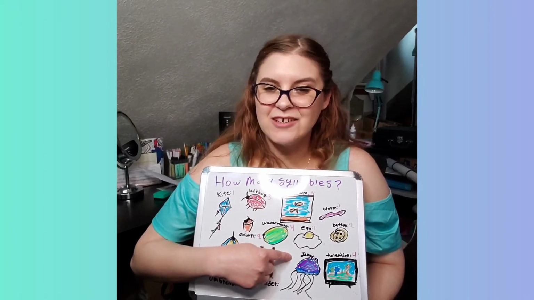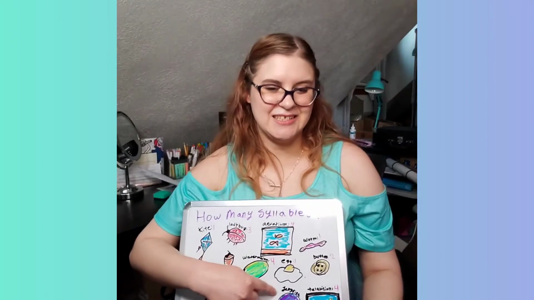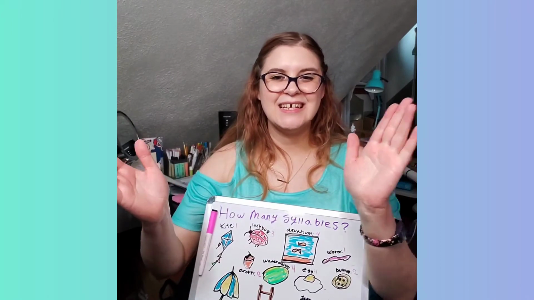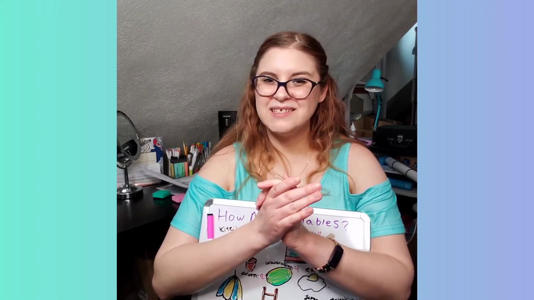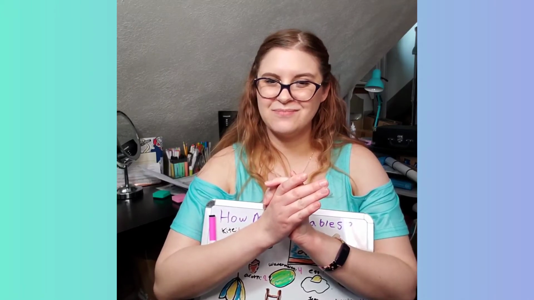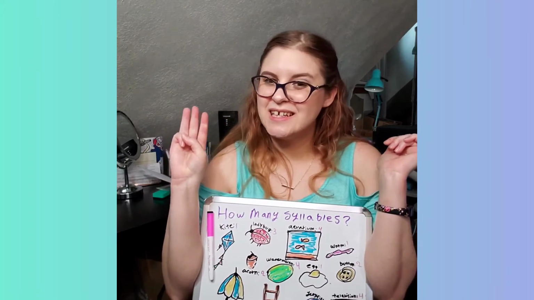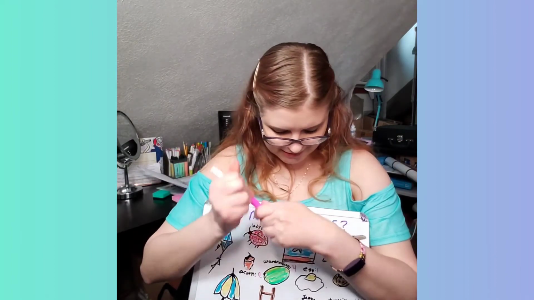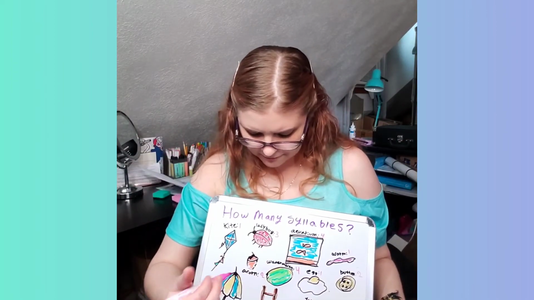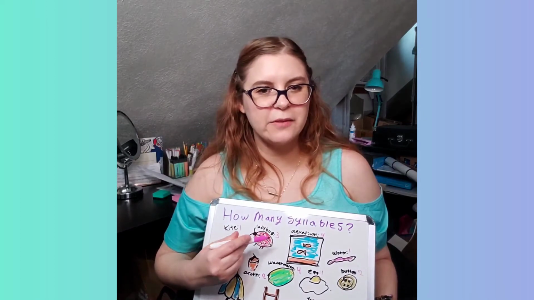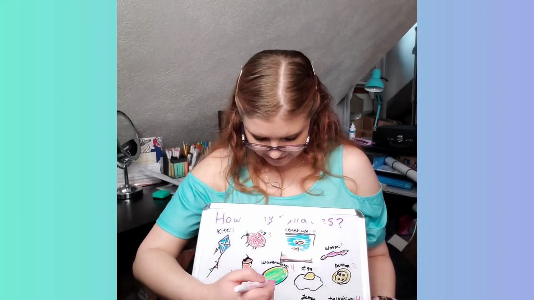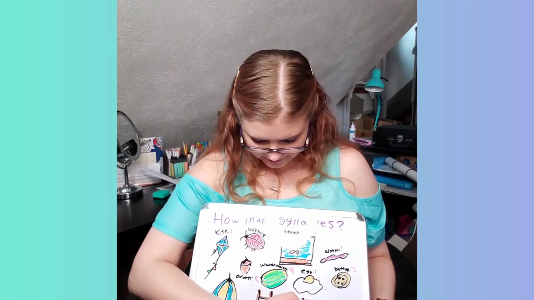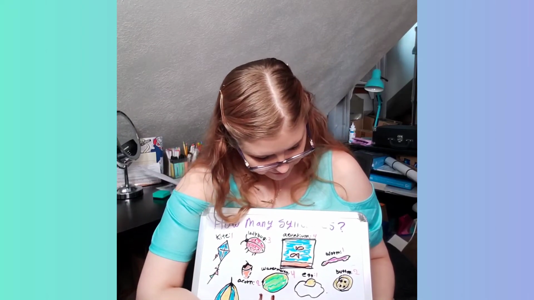So let's count out the syllables in jellyfish. Okay, ready? Jellyfish. How many times did we clap? 3. So it's 3 syllables. Awesome. Oh, we've only had one other word that was 3 syllables so far. Oh, so now we have 2.